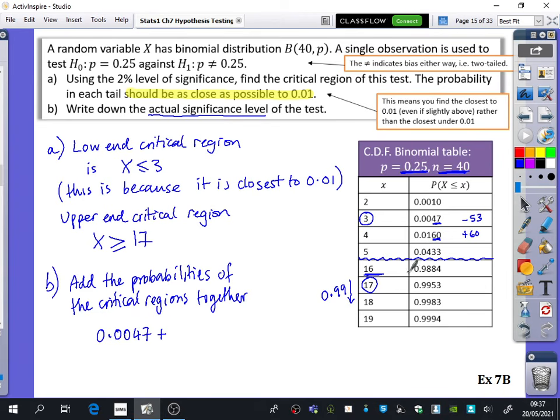and not this probability, but this probability: 1 minus this one, to find out what was the probability above it. So that was the one that we were interested in before. If we do 1 minus this probability, 1 minus 0.9884, it gives us 0.0116. That's the probability of it being above. Let's add that to 0.0047, and we get that the actual significance level is 0.0163.